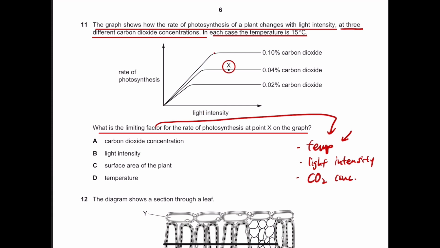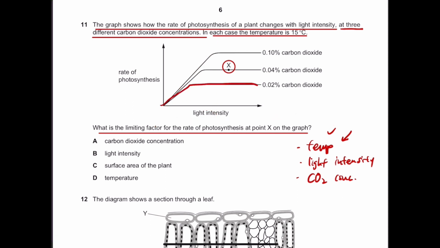For the third graph, the top one, the light intensity is the limiting factor in this light intensity range, because as the light intensity increases, the rate of photosynthesis also increases. So light intensity is affecting the rate of photosynthesis here, okay? But after that, the light intensity is no longer a limiting factor because it's not affecting at all.